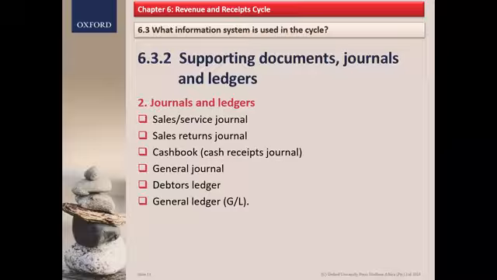And you've got your general journal, where you deal with issues pertaining to your bad debts. Your bank account will also find itself there. Then we've got your debtors ledger, which is a subsidiary ledger dealing with debtors or accounts receivable. Then we've got your general ledger, which represents control accounts pertaining to this particular cycle, pertaining to receipts and also pertaining to revenue.